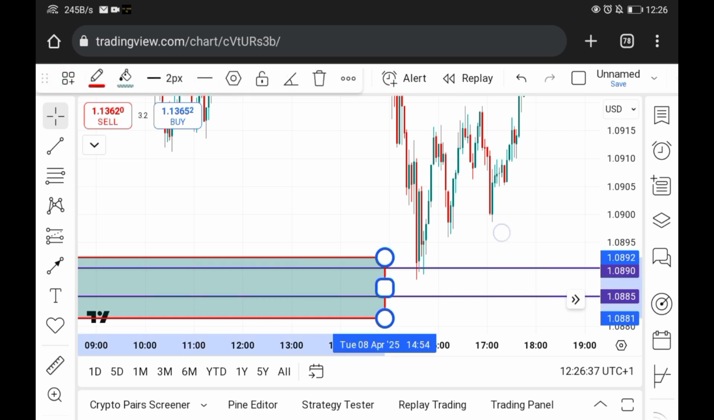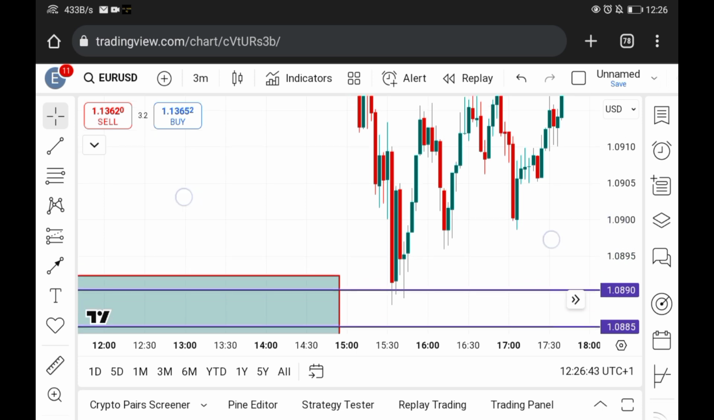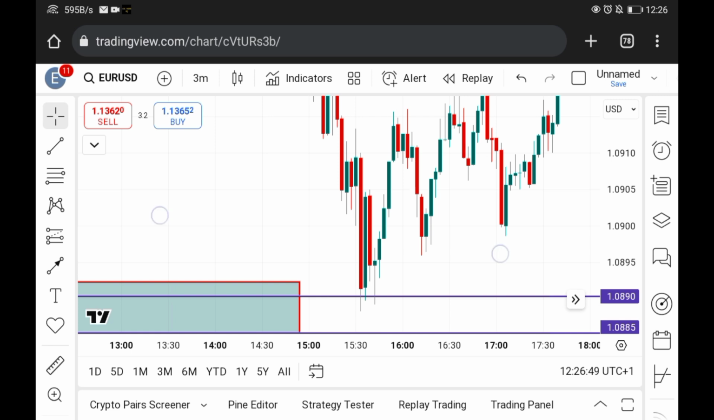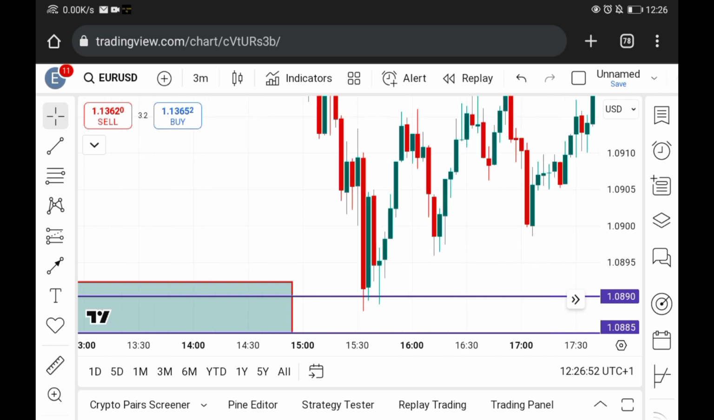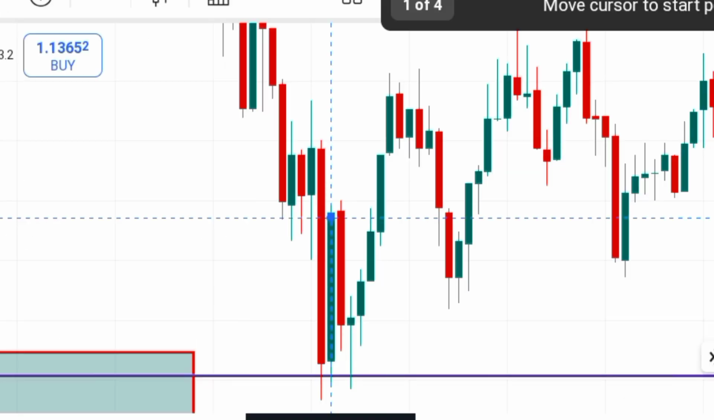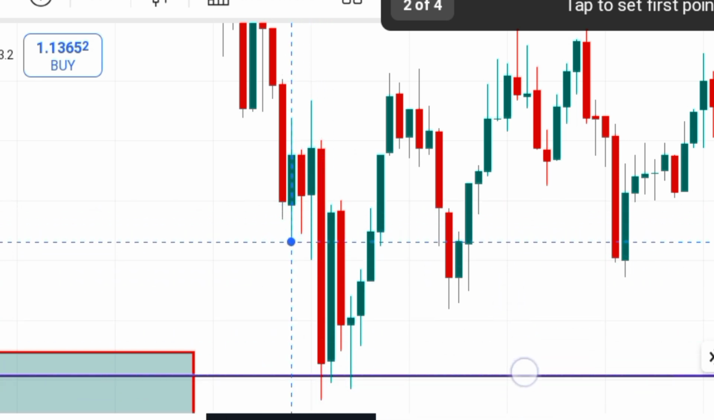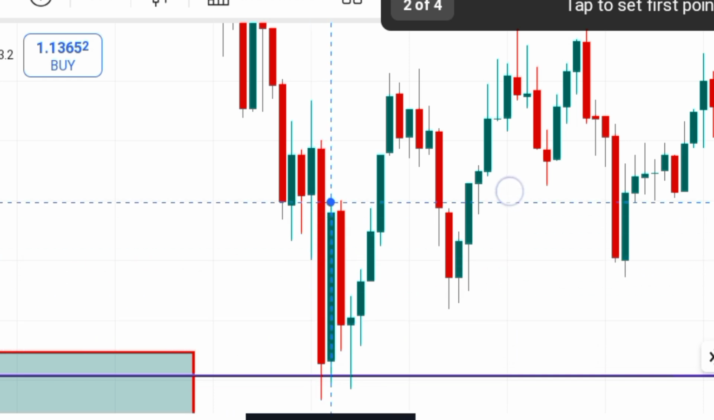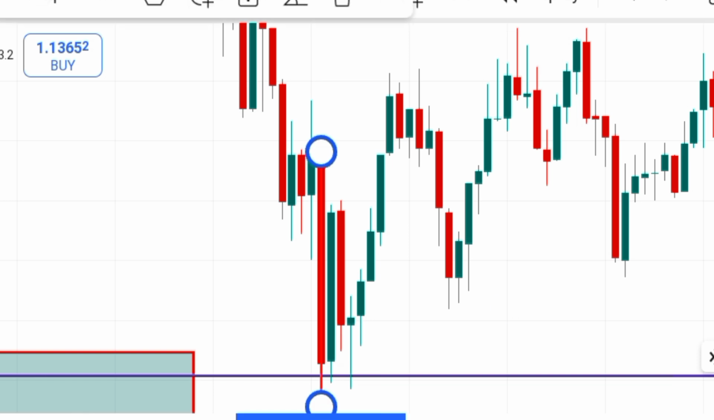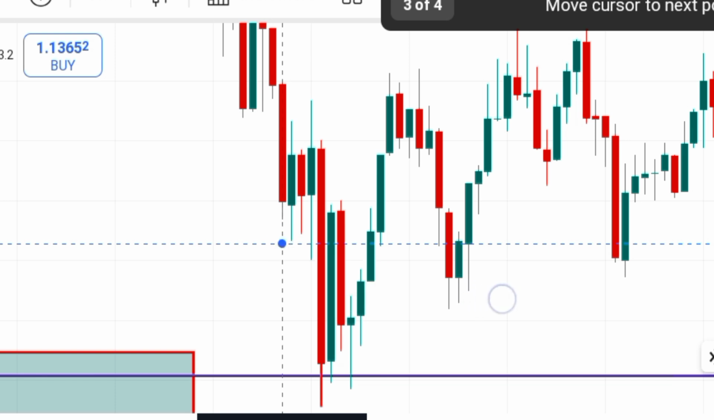Now, as this market comes into this zone on your 3 minutes, there is something you need to do. It's either you turn your chart to a line chart or you leave it this way. As the market comes into this zone, you are looking for a break of market structure. This fat candle is responsible for the break. This fat bearish candle here is responsible for the break of this zone, of all these liquidities here.